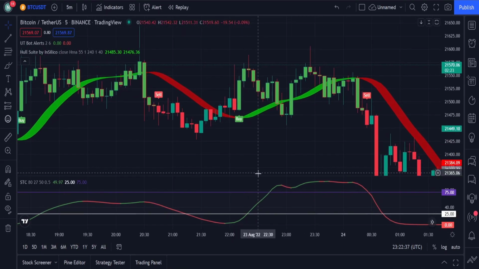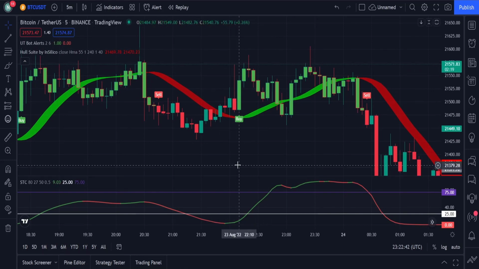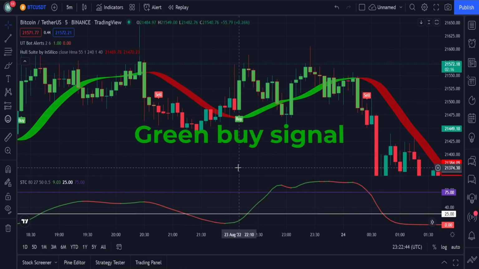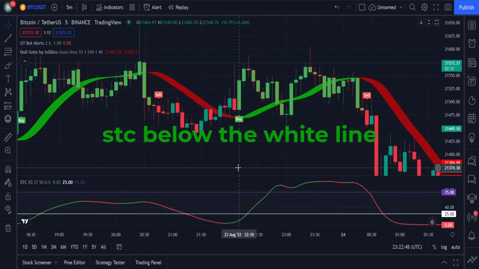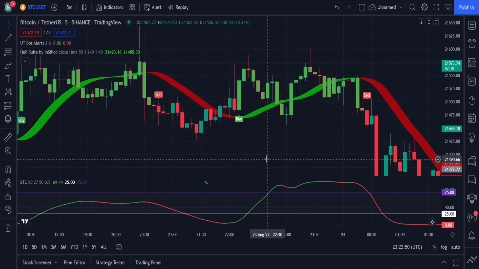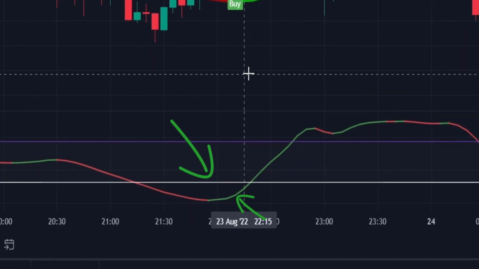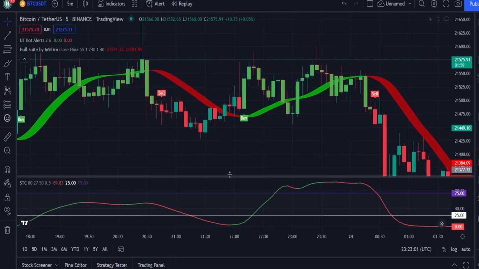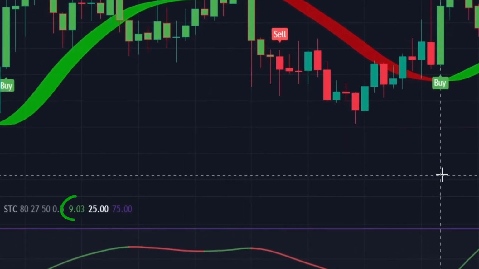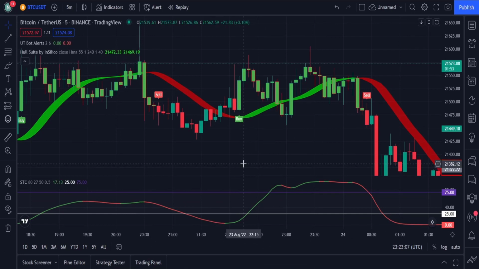So for long positions, there are going to be 3 rules we need to follow. Number 1, you need to have a new buy signal, like right here. The next thing you need is the STC to be below the white line and pointing up. So as you see over here, there's this white line, and the STC is below the white line and it's green. But to clearly see if the STC line is pointing up or not, you can have a look at these numbers right here. When it's pointing up, those numbers are going to be going up.